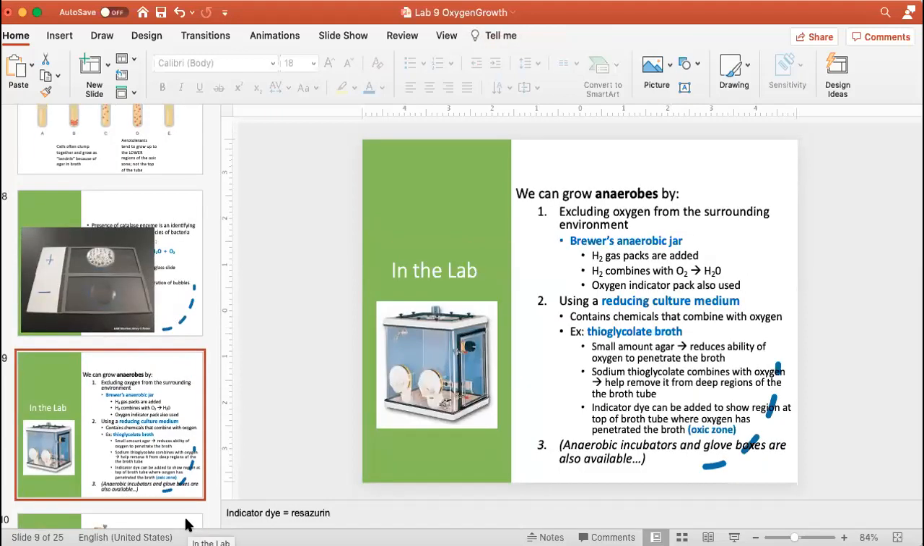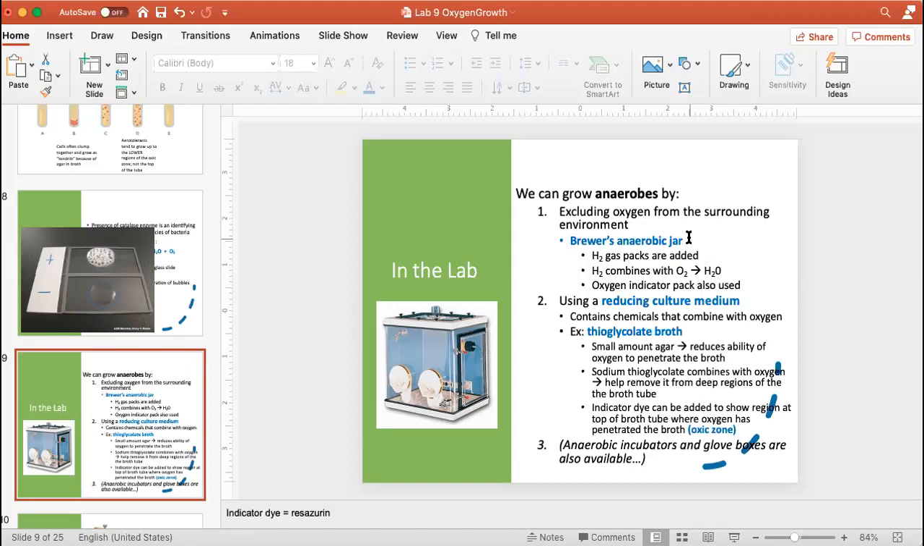All right, I want to take a few minutes and talk about some of these specialized environments that we can create in the laboratory if we're trying to grow an anaerobe, an organism that doesn't need oxygen and has other requirements. One of the most common containers that we use is called a Brewer's jar. Here's the word right here. It's also known as a Brewer's Anaerobic jar. Again, it's just a big jar. It's a big plastic container with a tight fitting lid.